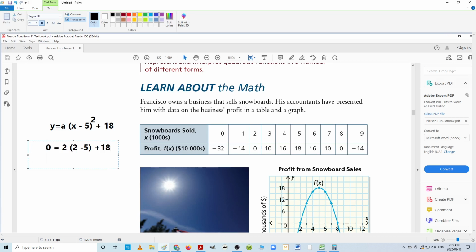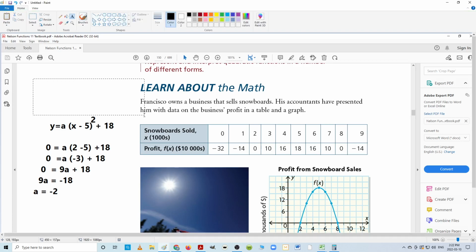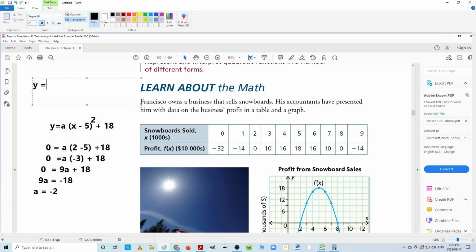So we get this, 0 is equal to 2. Oh yeah, sorry, not 2. A, I don't replace the a with 2. I replace the x with 2. So minus 3 squared, don't forget it's squared. So I get 0 is equal to 9a, because it was squared, I just didn't write it. So 9a is equal to minus 18, which means a is equal to minus 2. Now that I've discovered that, I can rewrite it like this. Don't forget the squared. That's vertex form.